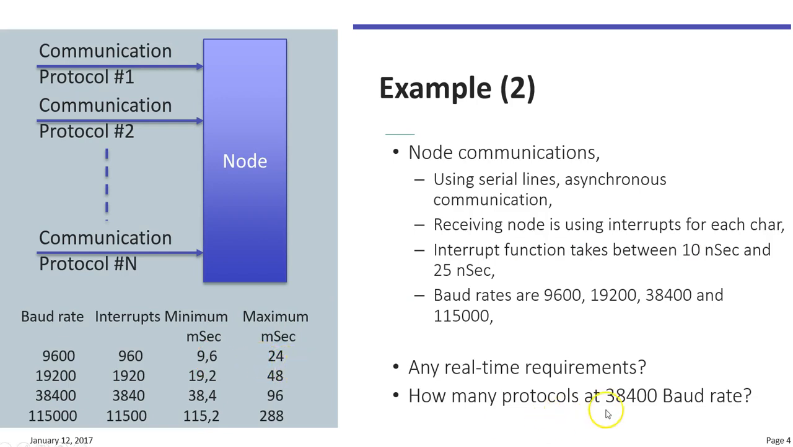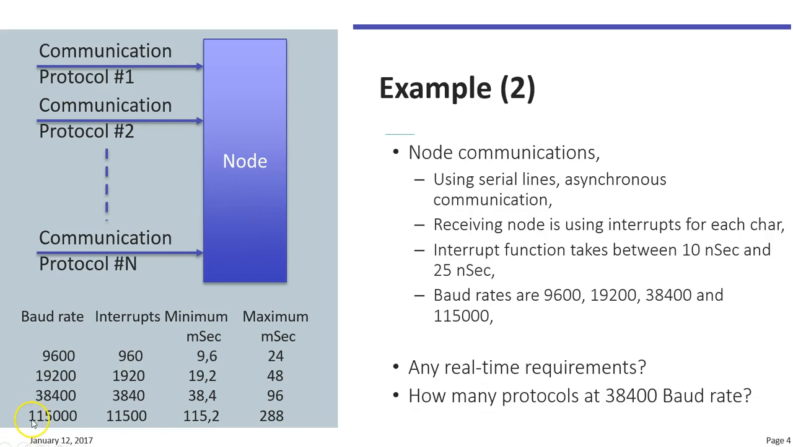So the question was how many protocols at 38,400 baud rate. That means 3,840 characters each second, and the maximum time for each character is 96 milliseconds. So in order to handle several protocols, the maximum number can be 10. With 10 protocols, we will have 1000 milliseconds, which is 1 second, and that's what we can handle. But that requires that this node is doing nothing else than just receiving on 10 protocols.